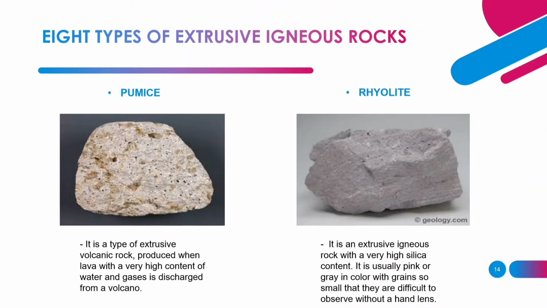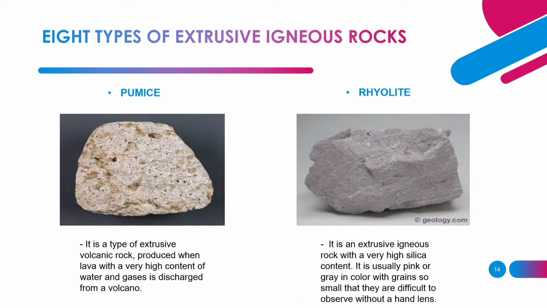Pumice. It is a type of extrusive volcanic rock produced when lava with a very high content of water and gases is discharged from a volcano. As the gas bubbles escape, the lava becomes frothy. When this lava cools and hardens, the result is a very light rock material filled with tiny bubbles of gas.